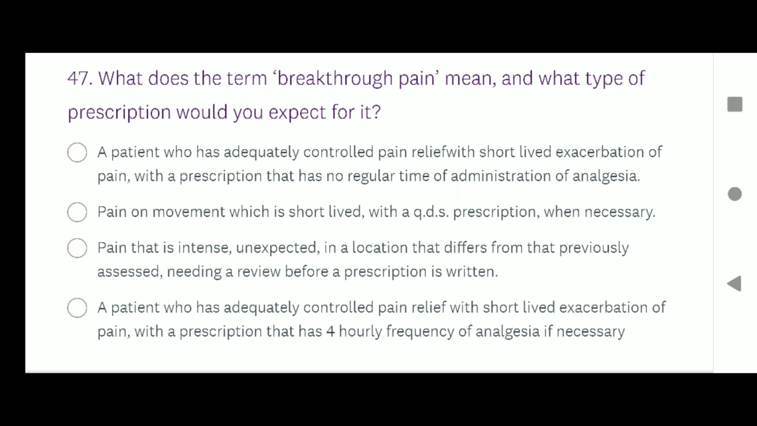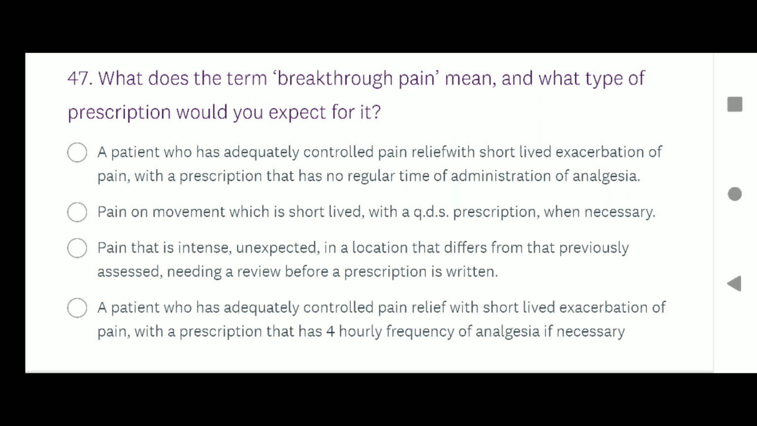It is nothing but a sudden and brief flare-up of pain from a chronic condition like arthritis or cancer. Even if you have been managing your pain with medication, during this flare-up, the pain becomes severe enough to break through the pain medication you are taking. So you got it? What is breakthrough pain? And with the prescription that has no regular time of administration of analgesia. Well, isn't it clear and simple now? Next question, question number 48.